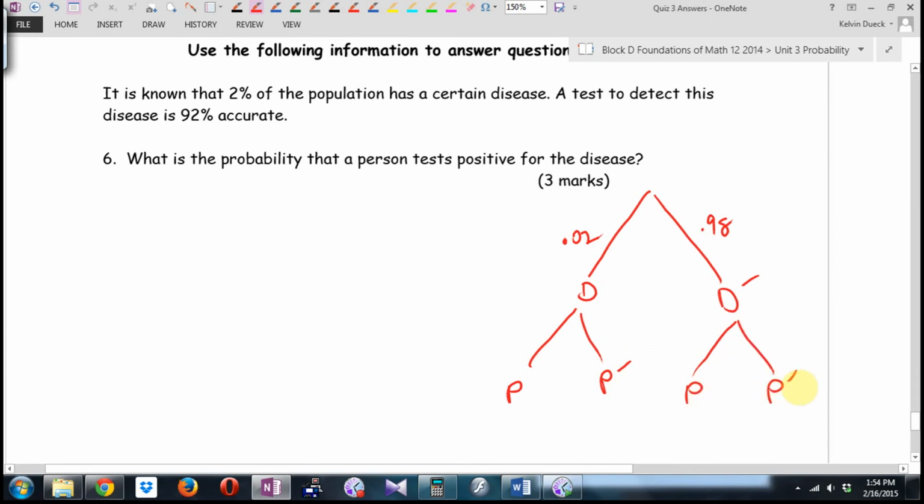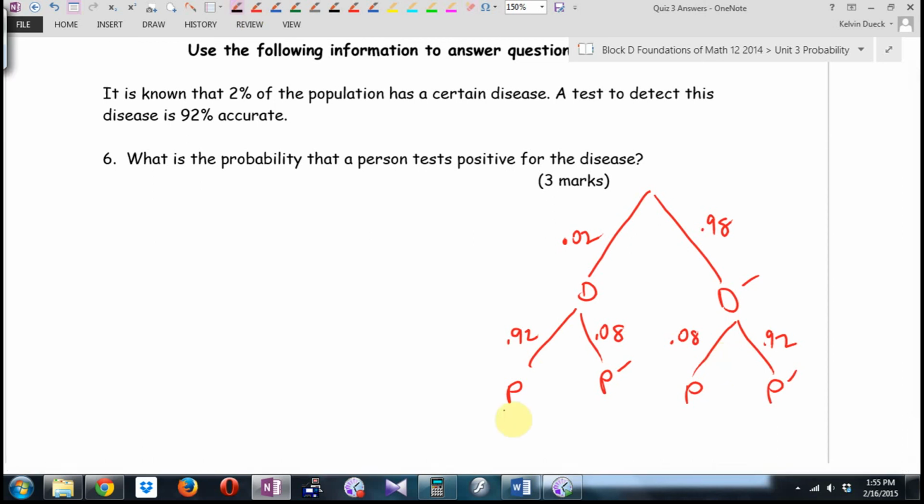Now, when it says it's 92% accurate, what it's saying is if you have the disease, you'll test positive 92% of the time, but 8% of the time you'll get a false negative. And again, if you don't have the disease, you should test negative. How often? 92% of the time, 8% of the time you'll get a false positive. Are these branches the same? They have the same numbers, but are the numbers in the same locations? These are dependent.